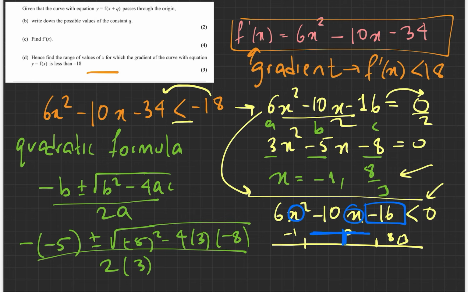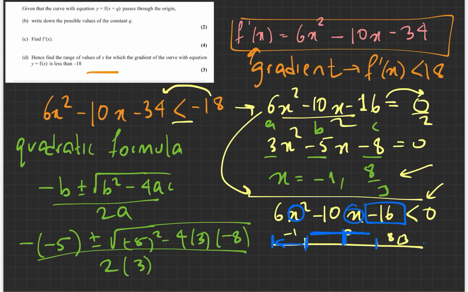So is this correct? When I put values in between minus 1 and 8 over 3 in this equation, I get minus 16, which is less than 0, and so this satisfies the equation. But if I put a value that is outside, you can all pause this video now and try putting values that are lesser than minus 1, so maybe minus 2 or minus 5, or any values that are greater than 8 over 3, like 5, 10 or whatever, and check whether that satisfies the equation of being less than 0.